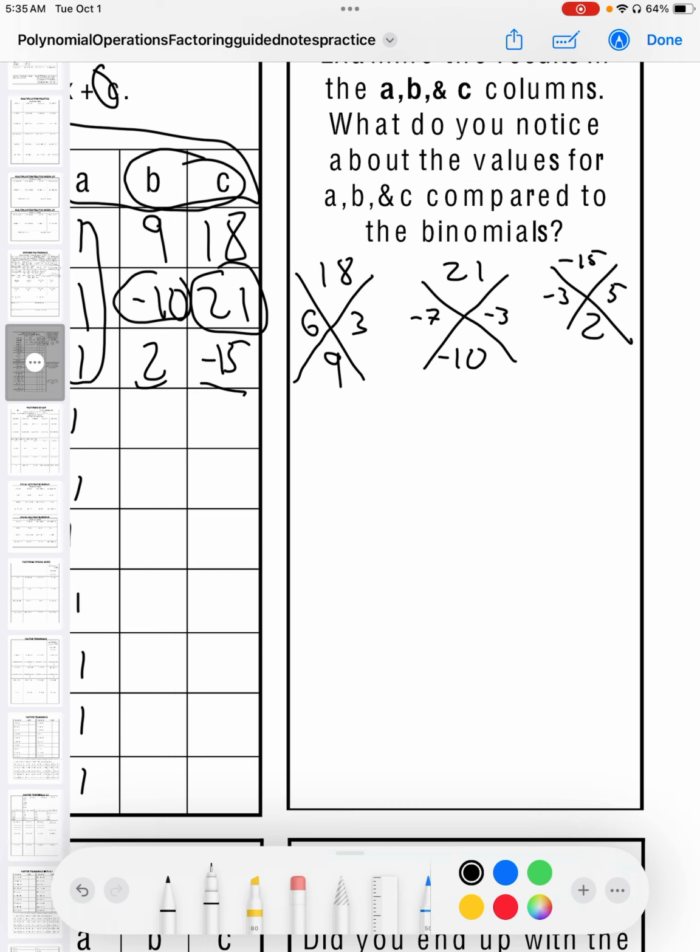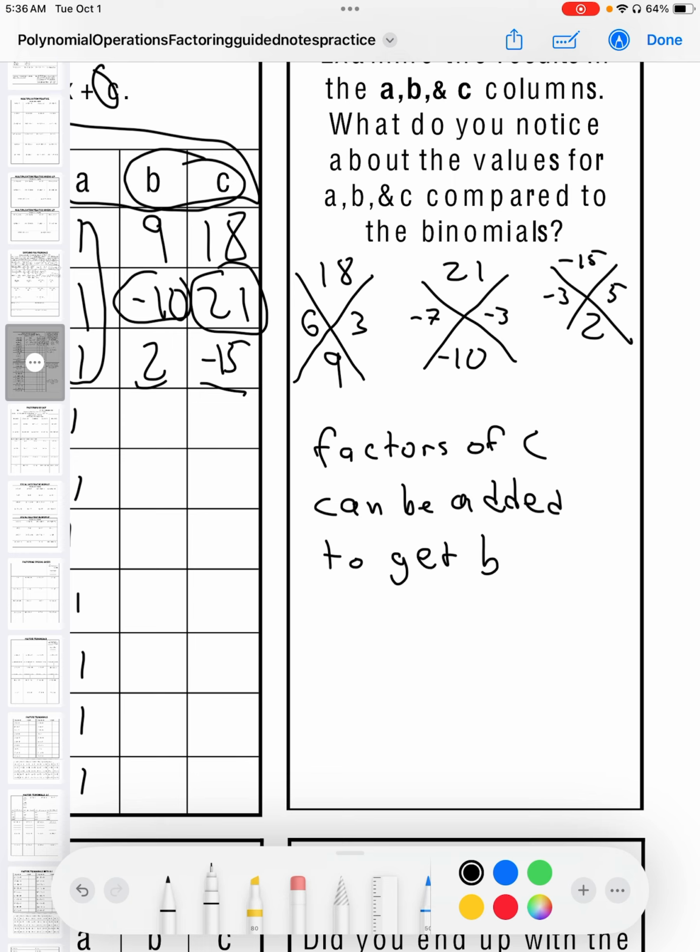So what we can see is that the factors of C, the numbers that you multiply together to get C, can be added to get B. The numbers that you multiply together to get C can be added to get B. So that is the pattern that I want you to notice there.